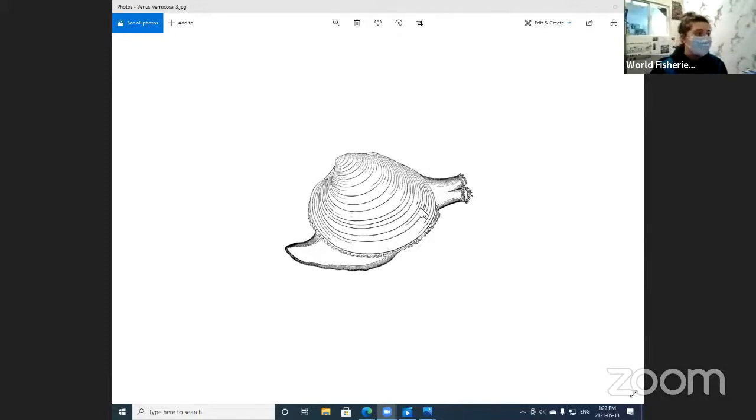Once the bivalve is finished with the seawater in its gills, it shoots it back out through another portion of the siphon. So it has two. One is called the in-current siphon, where it takes in seawater, gets processed in the gills, and then it exits out the ex-current siphon.